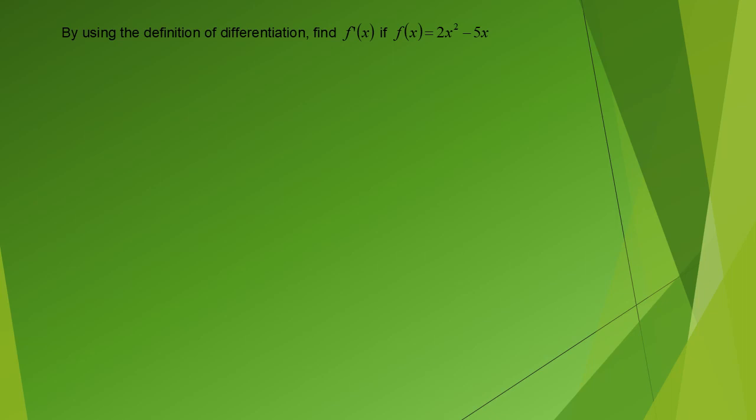Look at this example. By using the definition of differentiation, find f prime(x) if f(x) equals 2x squared minus 5x. We will find f prime(x) by using the formula limit as h approaches 0 of (f(x plus h) minus f(x)) divided by h. Our function f(x) is 2x squared minus 5x. So f(x plus h) is, we add h to each x, 2 times (x plus h) squared minus 5 times (x plus h).